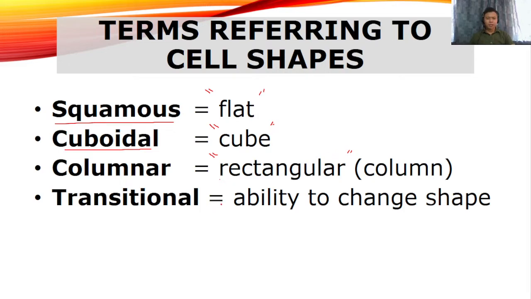And for the transitional, cells can change in shape depending on their content and their environment as well, just like the cells in our urinary bladder. It is capable of expanding as it holds large volumes of urine. So, to lessen the tension and the expansion, we need to excrete our excess urine, because it might damage the cells and the sphincters holding our urine.